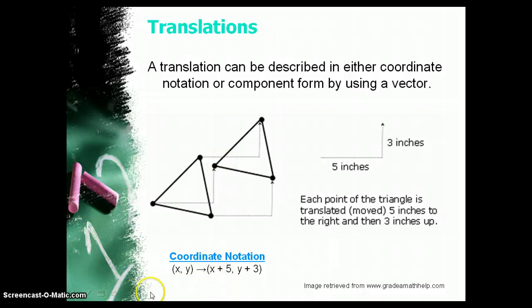Notice both of these coordinate values are positive, hence we move to the right on the x and up on the y. Vector notation is similar. We use the same numbers, but we write it as a vector, hence the arrows instead of the curved parentheses. This component form says the same thing. The 5 tells you how much you're going to move on the x-axis, and the 3 tells you how much you're going to move on the y. Again, both the numbers are positive, so we will be moving to the right on the x-axis and up on our y-axis.